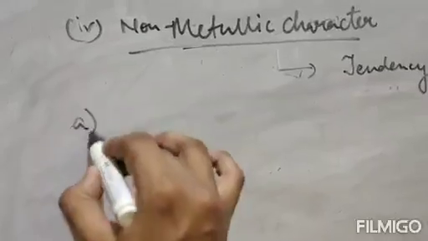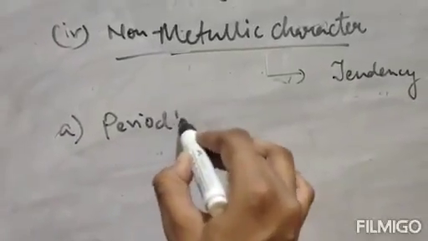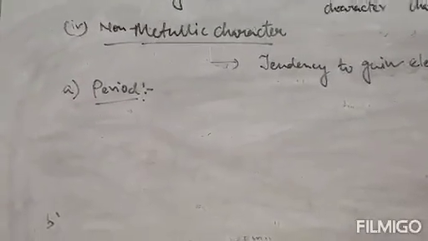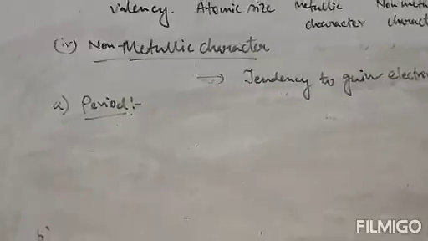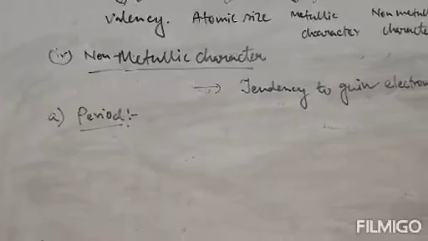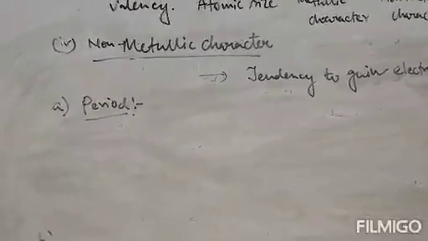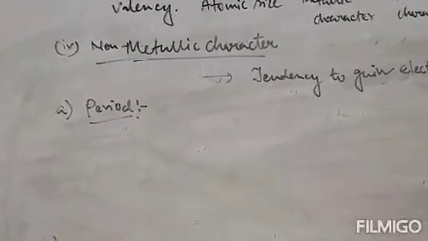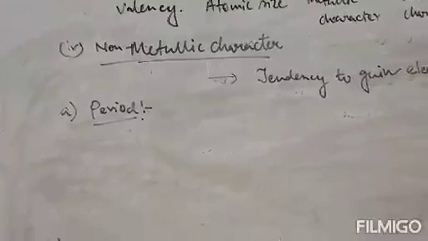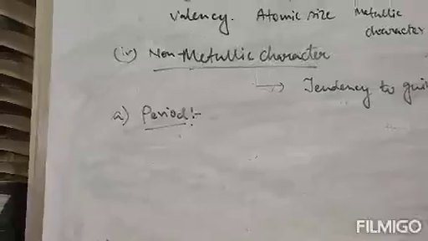So its variation in a period. Along the period from left to right, non-metallic character will increase because the tendency to gain electrons increases. Because nuclear charge increases as you move along the period from left to right. If nuclear charge increases, the tendency to gain electrons increases, and if the tendency to gain electrons increases, non-metallic character will increase. That is the reason.